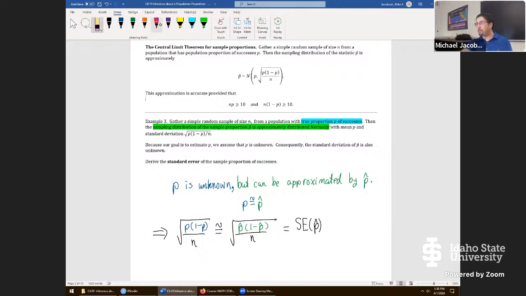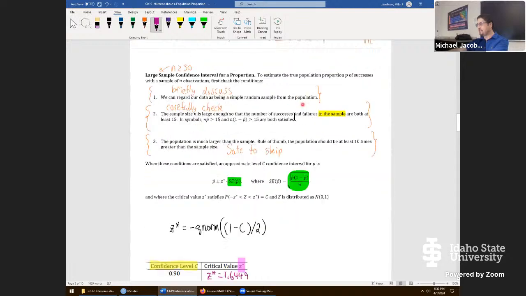So with that new standard error in play, you'll notice that a lot of our confidence intervals pretty much go like this. A point estimate, add and subtract some critical number, and then multiply by some standard error. So if you can describe the standard error, you pretty much have, well, the entire confidence interval.